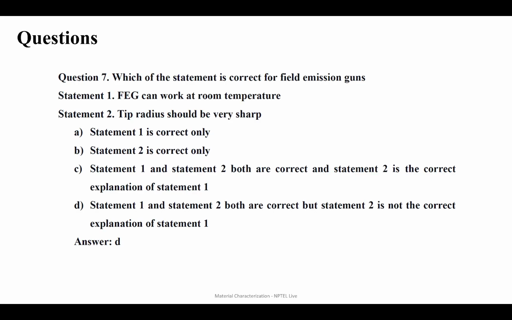So there are cooled field emission guns which work at room temperature, and because a field emission gun works due to tunneling, they need a very sharp radius. So again, both statements are correct and both are independent statements. So the correct answer would be D.